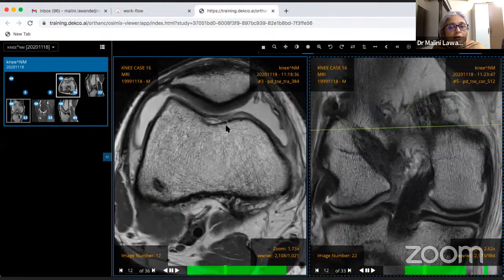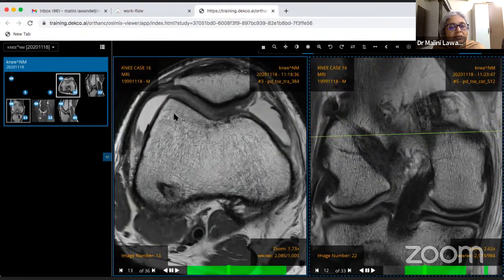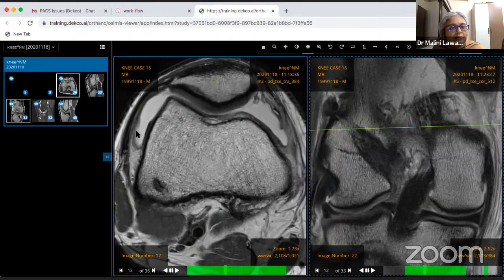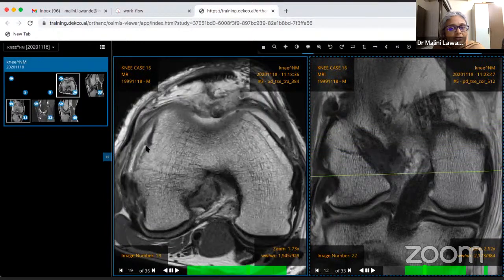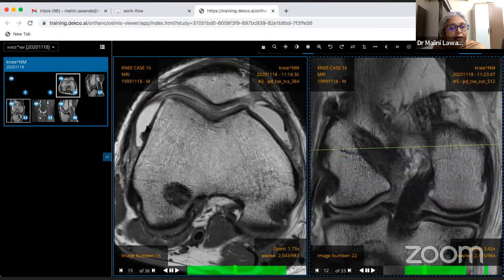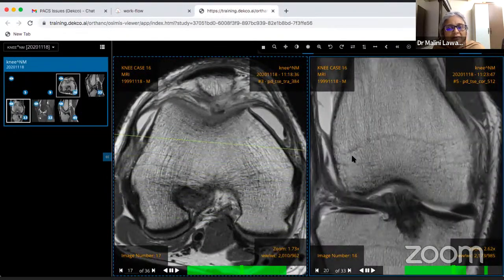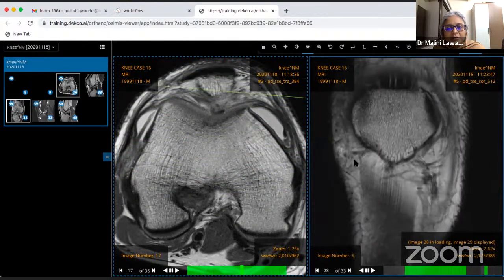How does thickened synovium look? Yeah, I can show that here. So here, there is a little bit of synovial thickening, though not too much. I'll show you a case where there is more. This is the plica that you may see. As I said, we see it often, and that may not be symptomatic.